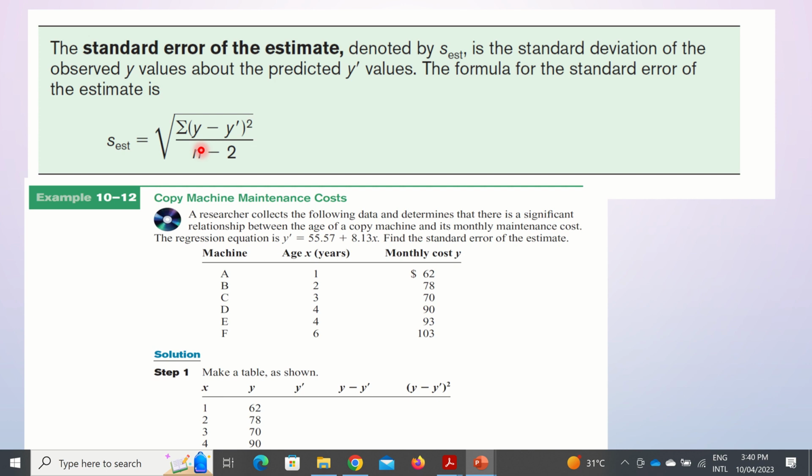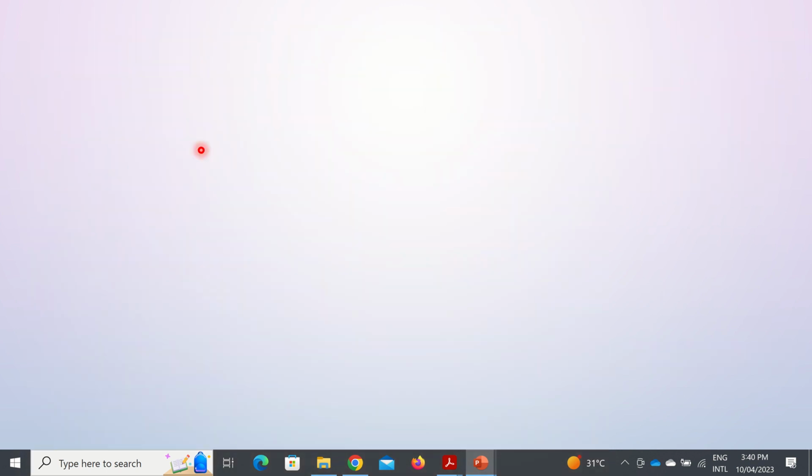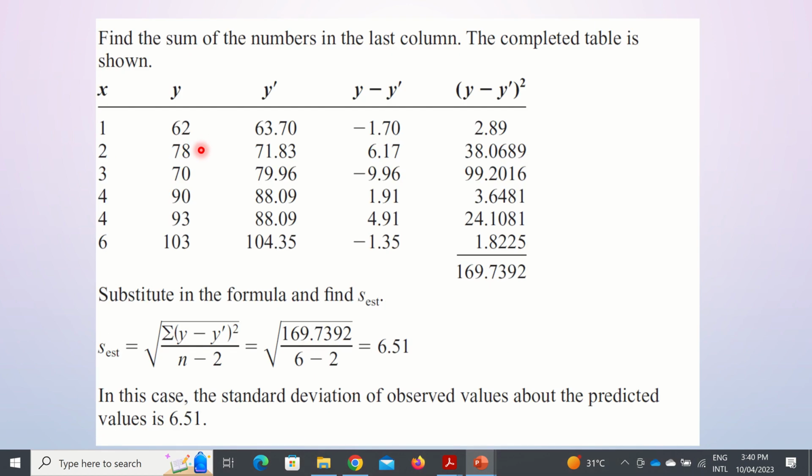So let's suppose we have this data, x values 1, 2, 3, 4, 5, 6, 4, 4, and 6, and then we have the corresponding values of y. We find the regression line, which is 55.57 plus 8.136x. Then we find the value of y dash, and then y minus y dash squared, to find the standard error of estimate. We divide this by n minus 2 to get 6.51. So in this case, the standard deviation of the observed values about the predicted values is 6.51.